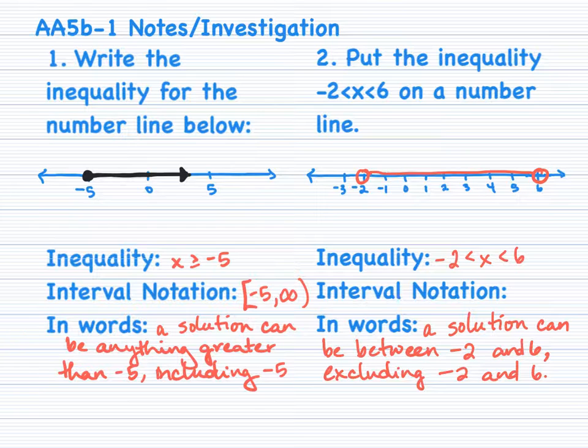Our interval notation, because of those open circles, we're going to use parentheses. That tells us that the -2 is not included, and then our highest value of 6 also not included. So these two things, the inequality and the interval notation, those are two different ways of telling us exactly the same thing.